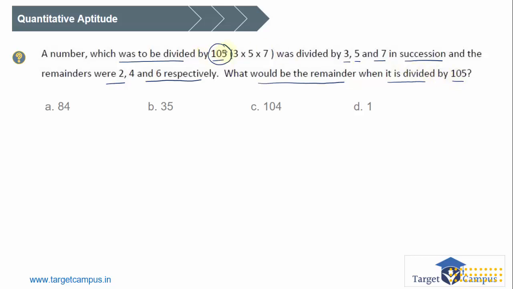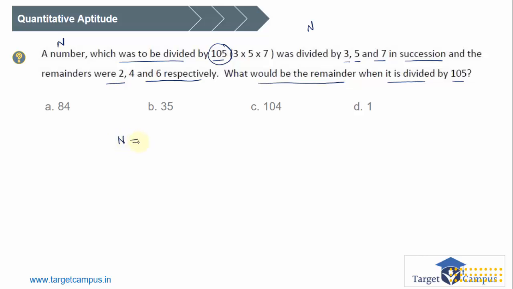Okay, the number was actually expected to be divided by 105, but it was successively divided by 3, 5 and 7 respectively. What is successive division? Let's say that number is n. You divide the number by 3, then you divide the quotient by 5, then whatever is the quotient, you divide that quotient further by 7, and you get these remainders respectively. What does this mean?